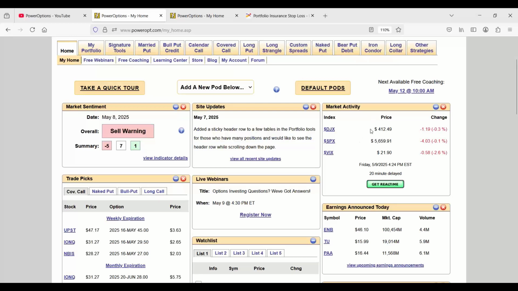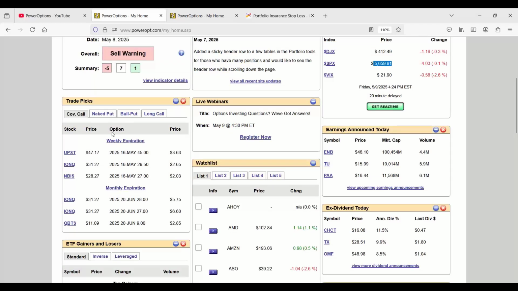And just general market activity. How did the Dow move? How did the VIX move today? How did SPX move today? Picks of the day, the weekly and monthly picks of the day for covered calls, cash secured naked puts. Those are searches that are available as well, and quick links that you can look at in those strategies.